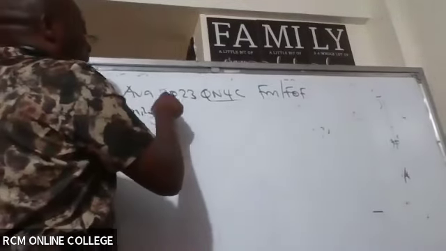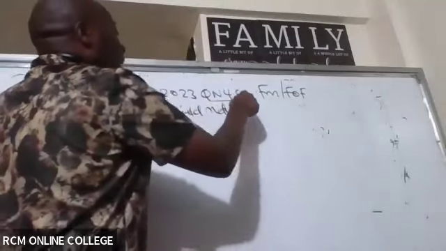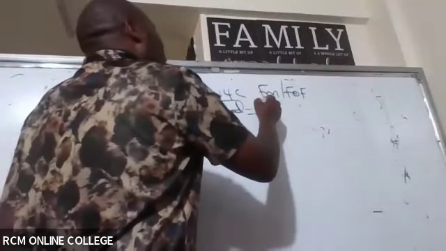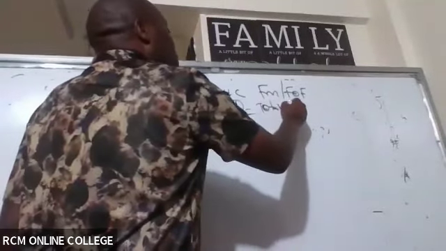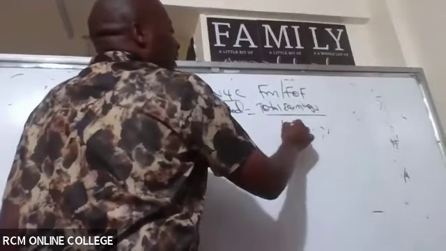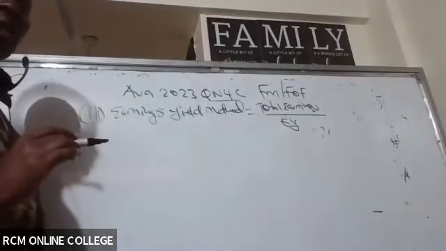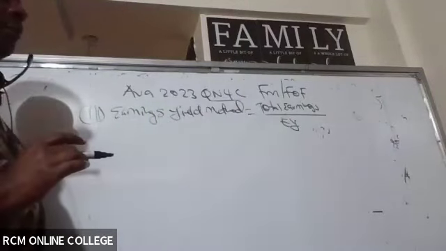Earnings yield method. So remember, under the earnings yield method, what do we normally do? We capitalize. We take the total earnings and then we divide this by the earnings yield. This is the formula. You take the total earnings, you divide by the earnings yield.